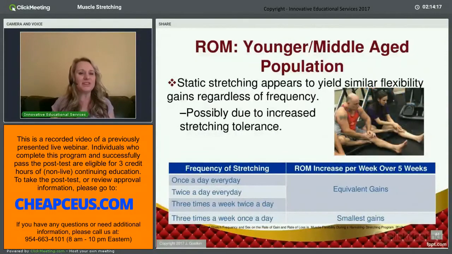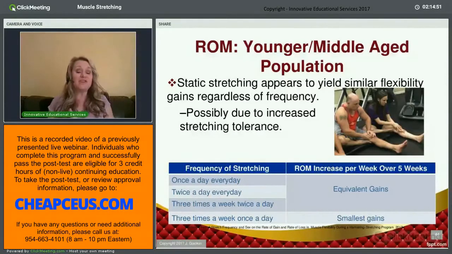Our younger and middle-aged population, it brings the question, yes, the hold time can be that 10 to 30 seconds to be beneficial. Frequency becomes a question also. How often should we have our patients stretch? Particularly with home programs, we want to make sure it's something that is attainable for them, that they're actually going to follow through and execute. If we're seeing the patient Monday, Wednesday, Friday, on Tuesday, Thursday, they still need to be stretching in order for overall gains to be achieved.